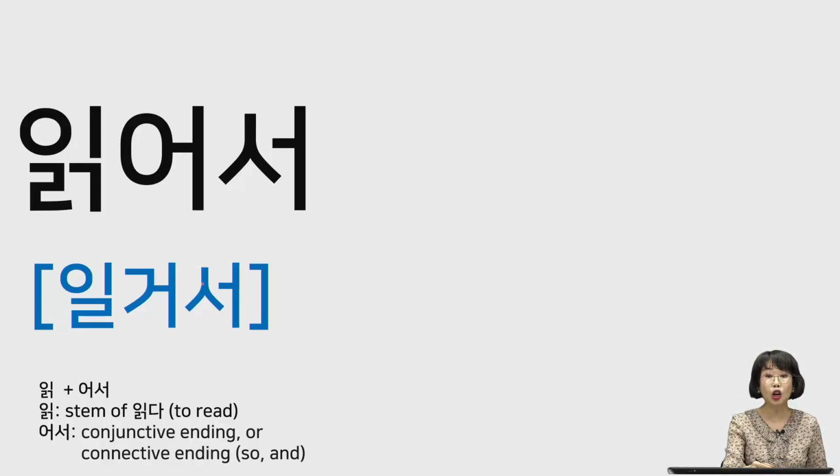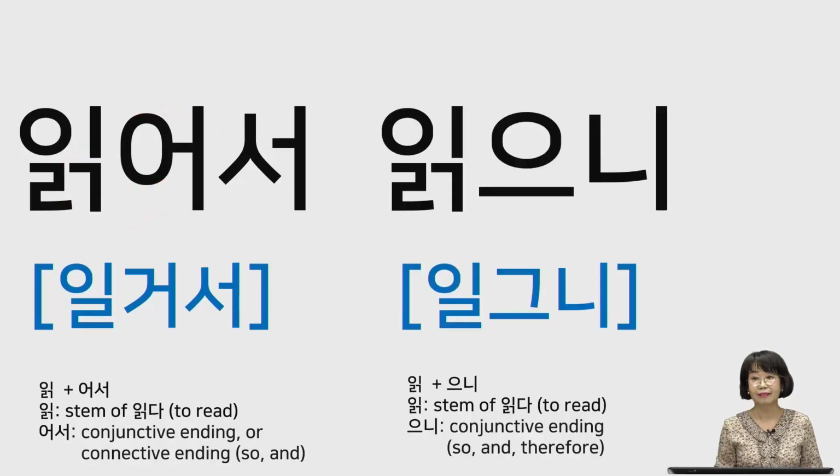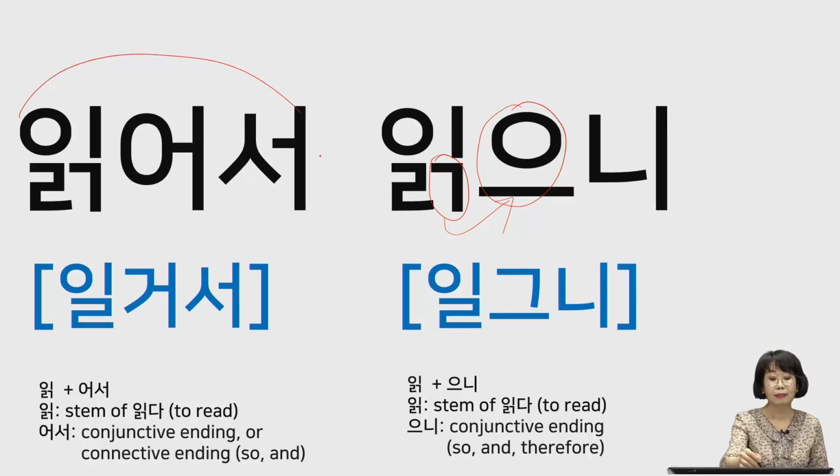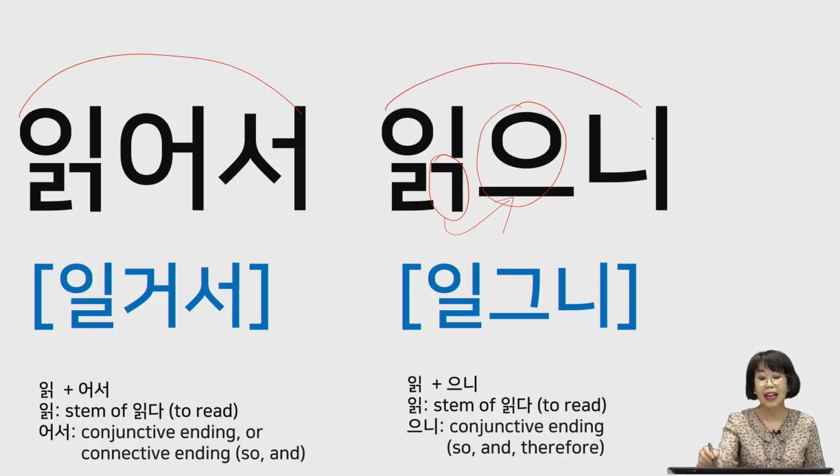읽어서, 읽어서. 그 moves to the next syllable. The next syllable starts with a vowel. 읽어서. 읽으니, 읽으니. 그 moves to the next syllable. Next syllable starts with a vowel. 읽으니. 읽어서. 읽으니.